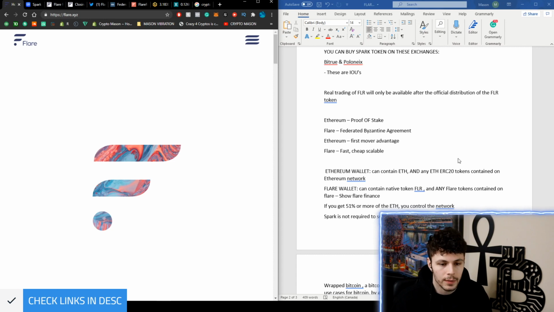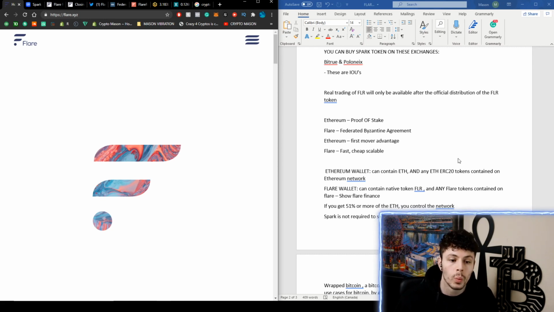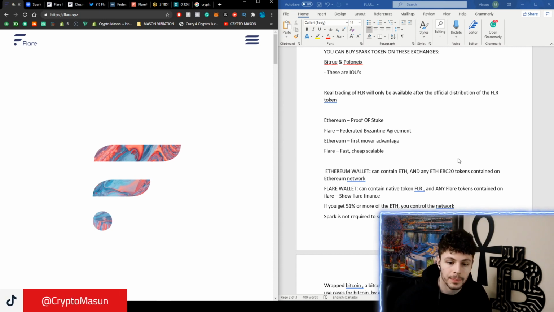So the advantage that Ethereum has over Flare, the only advantage, is the first mover advantage. They were the first ones to do this. Ethereum was the first to build a network like this. And many of the top 500 coins are built on Ethereum, a lot of them.